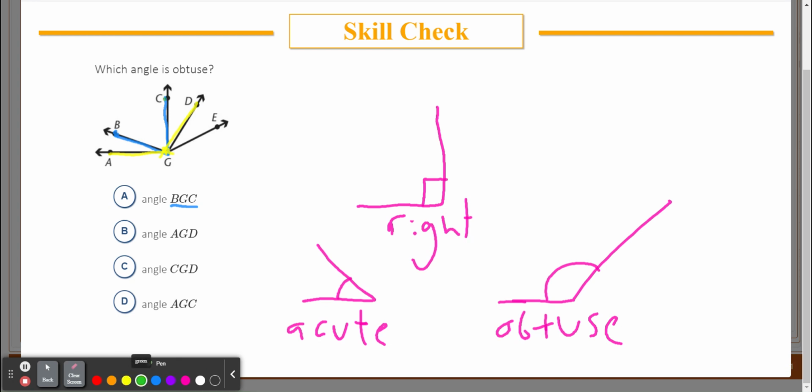CGD. Nope, that's a very thin angle right there. And then let's look at AGC. Well, that's a perfect right angle right there. All right. So what's our answer? Our answer is AGD, is the obtuse angle.